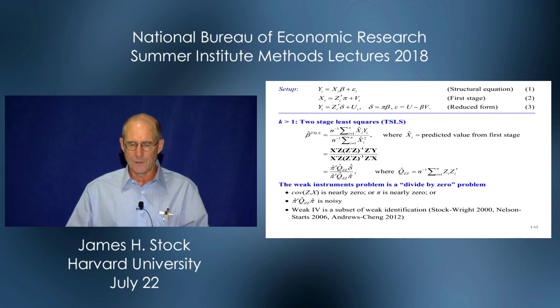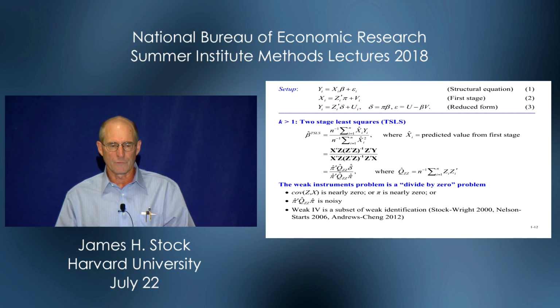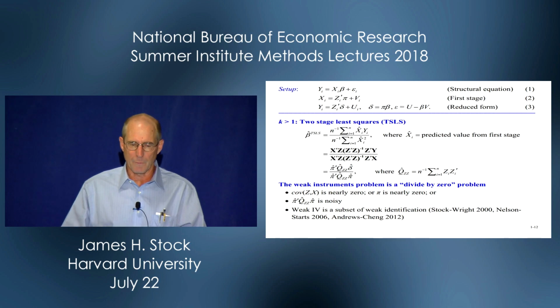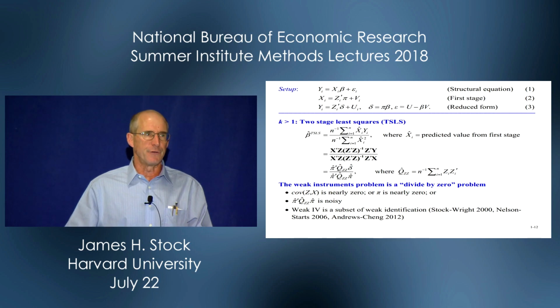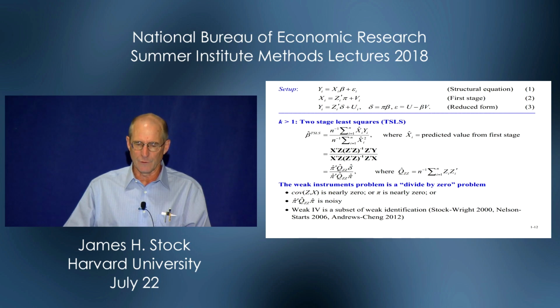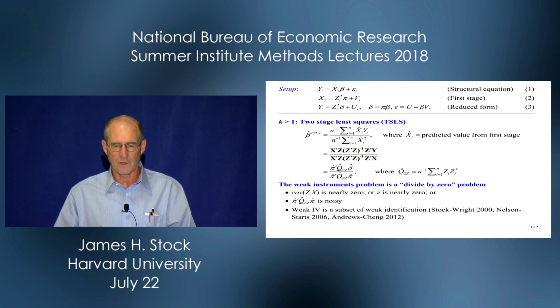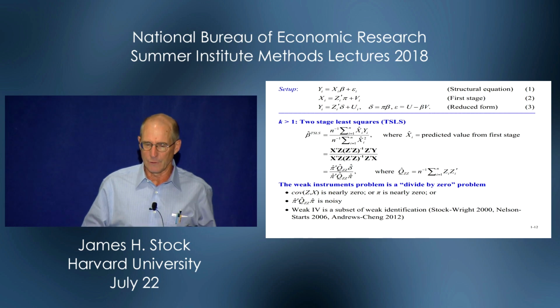You can also rewrite this in terms of these OLS estimators for pi hat and delta hat, which are the two estimators in the reduced forms: the first stage and then the reduced form equation for y. So there's various expressions for two-stage least squares.